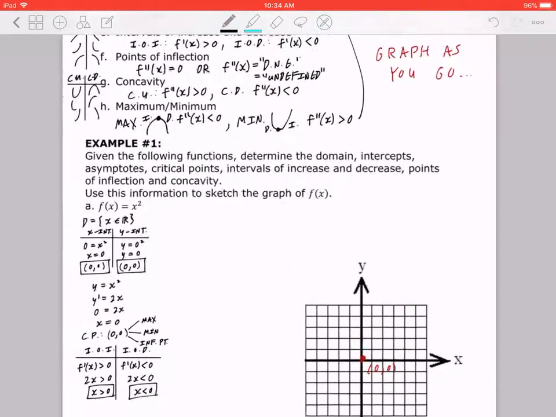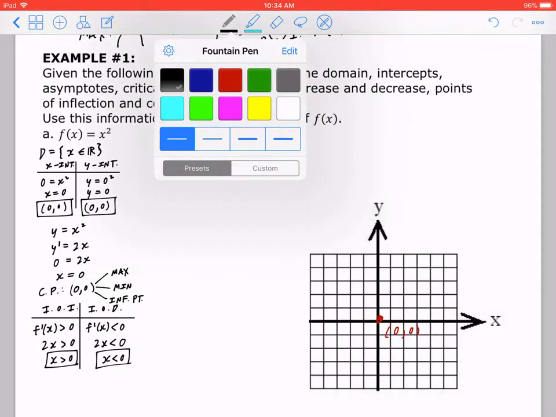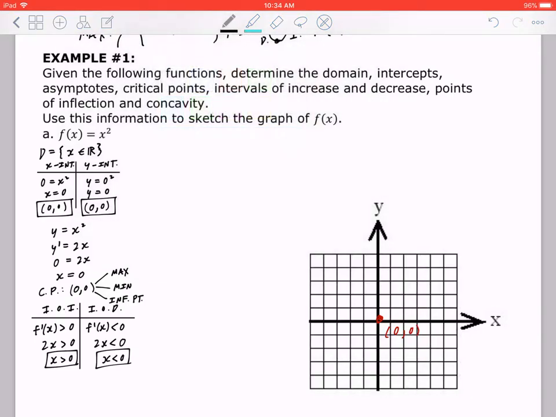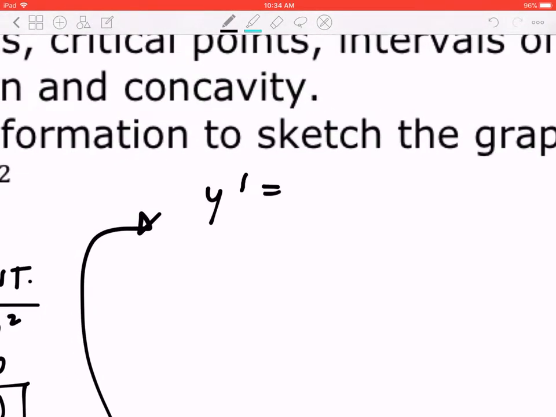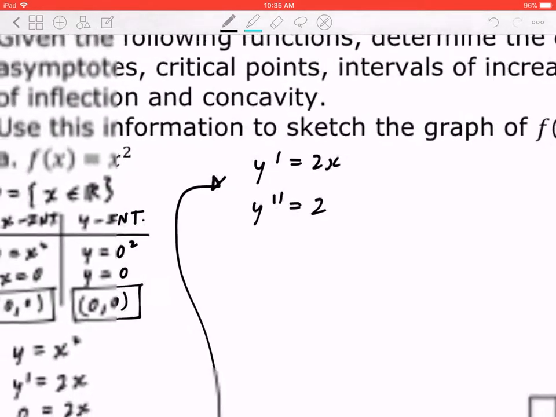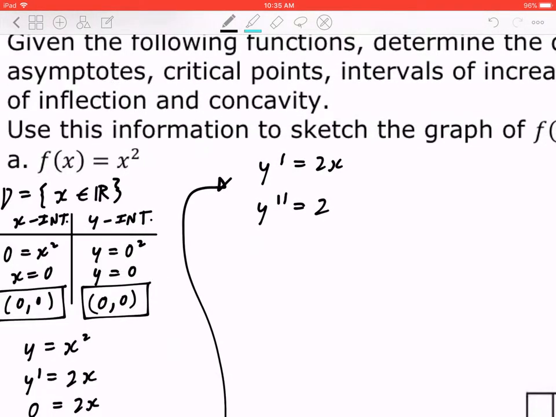So let's keep going. To find the points of inflection, let's go back up to the top. So we know y prime equals 2x, which means when you find the derivative of y prime, which is y double prime, the derivative is going to be 2. Now, be mindful. In most cases, when you go through your homework, your test, your quiz, your final exam, it's extremely unlikely that the second derivative is going to be a constant.